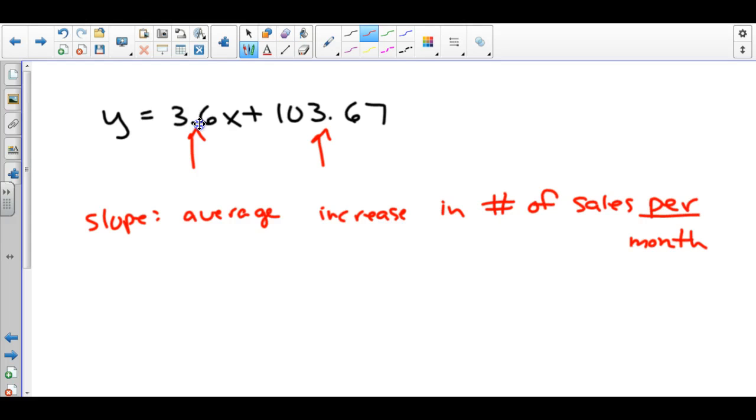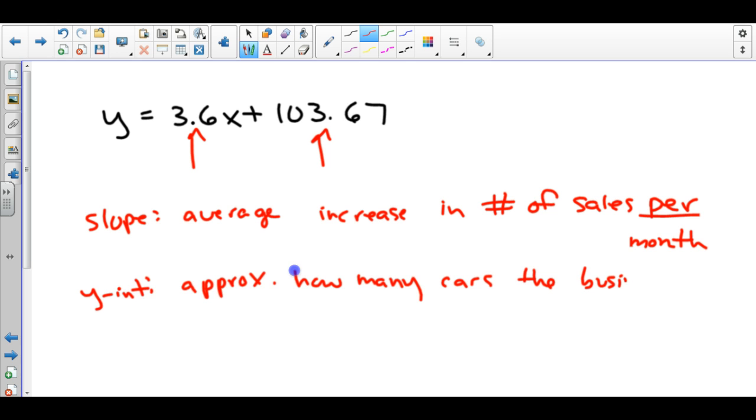And let's see, what's the next? Oh yeah, this is a car company. Okay, so to interpret the y-intercept in this case, this is approximately how many cars the business sold at the start of our data. Which again, our data was in April.